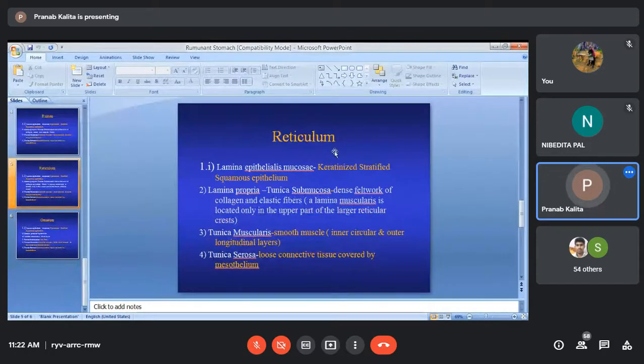In the reticulum, it is the same as the rumen, except for this point: a lamina muscularis is located only in the upper part of the larger reticular crest. So by this structure only, you can identify the reticulum histologically. The rest is the same. Tunica muscularis has two layers, inner circular and outer longitudinal, and then the serosa. Serosa is loose connective tissue covered by the mesothelium.